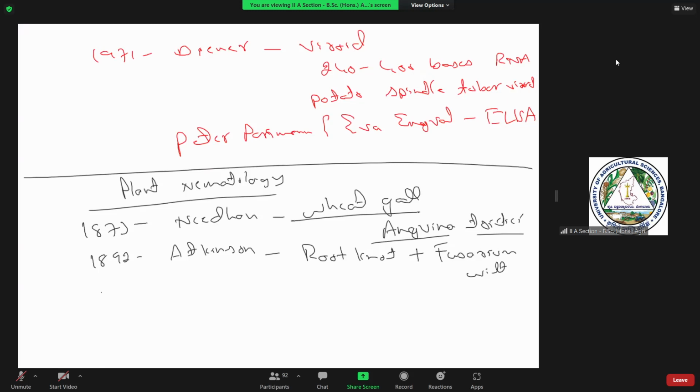And in 1913 was Cobb. He made very significant contributions, mainly for the isolation of nematodes, which is often called Cobb's sieve method of isolation. He was also involved in the taxonomy, that is identification and naming of the nematodes.